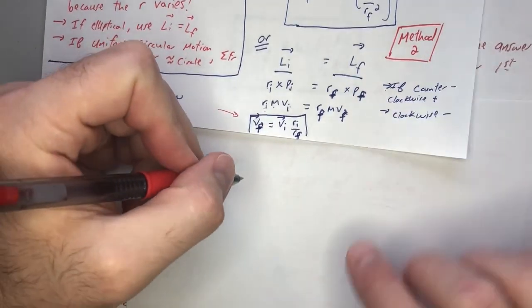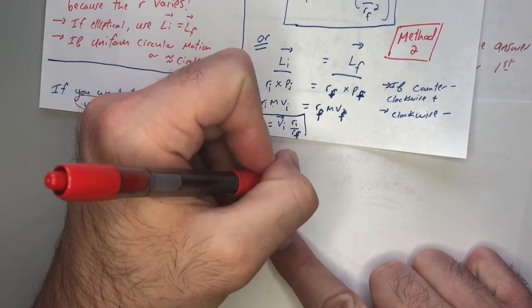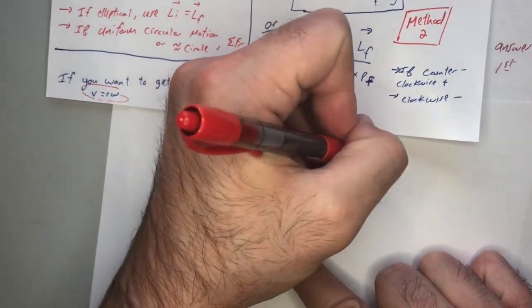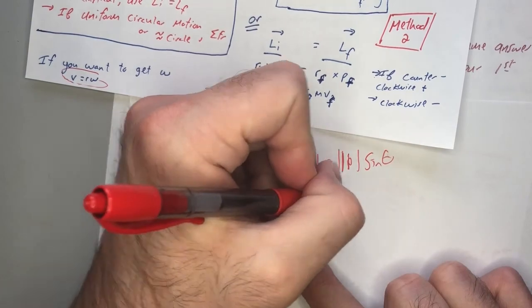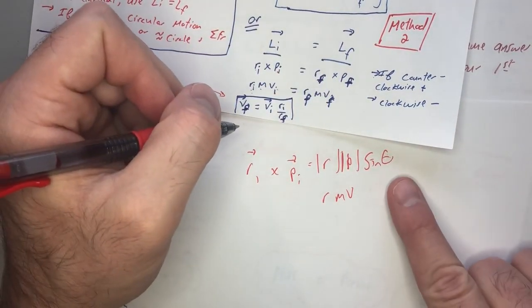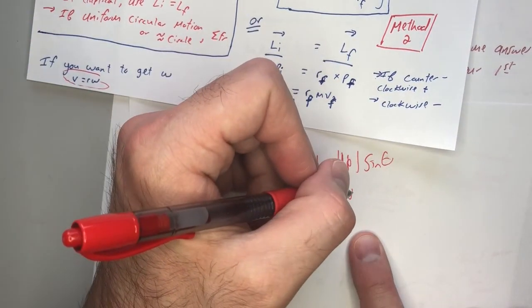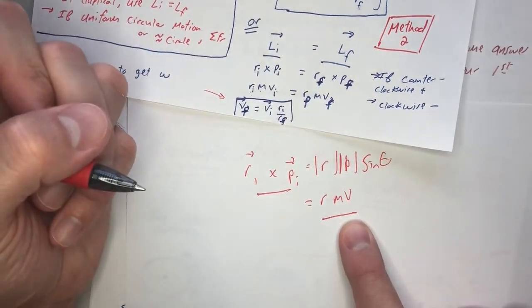which gets you this right here. And if that's bothering you, you can say, hey, r_i cross p_i would be equal to r times p, the magnitude, times the sine of the angle between those two vectors. And remember, p equals mv. And we already argued that sine of theta, it's the sine of 90 because r is going that way, p is going that way. So that sine 90 is 1. So you get the cross product equals rmv, just like that.